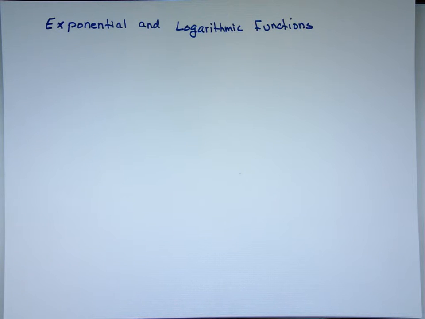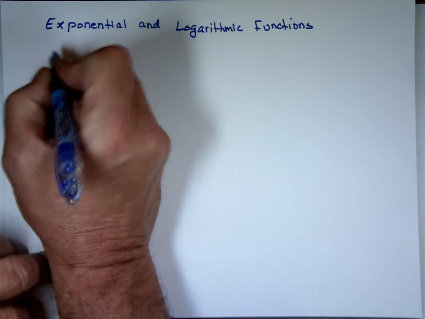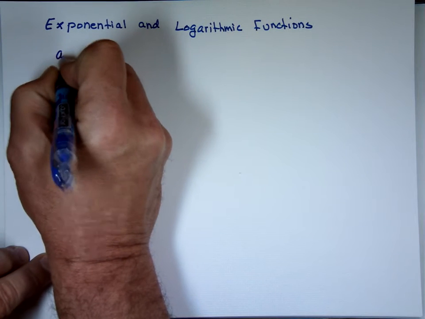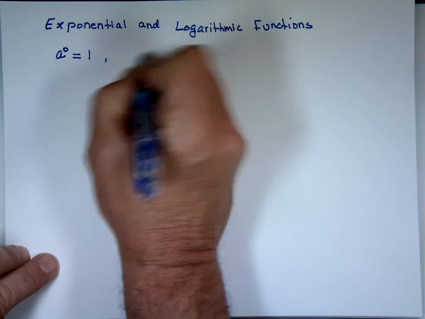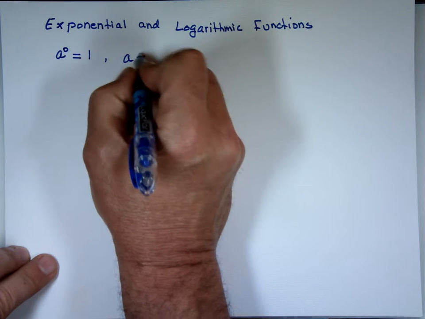Okay, let's take you back quickly. Rules of exponents. Anything to the 0 power is what? 1, except what? Except 0.